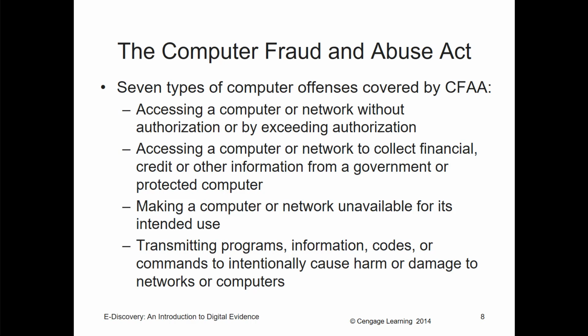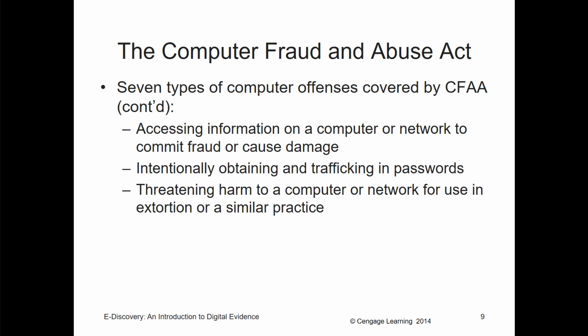There are 7 types of computer offenses covered by the CFAA: 1. Accessing a computer or network without authorization or by exceeding authorization to collect financial, credit, or other information from a government or protected computer. 2. Making a computer or network unavailable for its intended use. 3. Transmitting programs, information, codes, or commands to intentionally cause harm or damage to the network or computers. 4. Accessing information on a computer or network to commit fraud or to cause damage. 5. Intentionally obtaining and trafficking in passwords. 6. And lastly, threatening harm to a computer or network for use of extortion or similar practices.